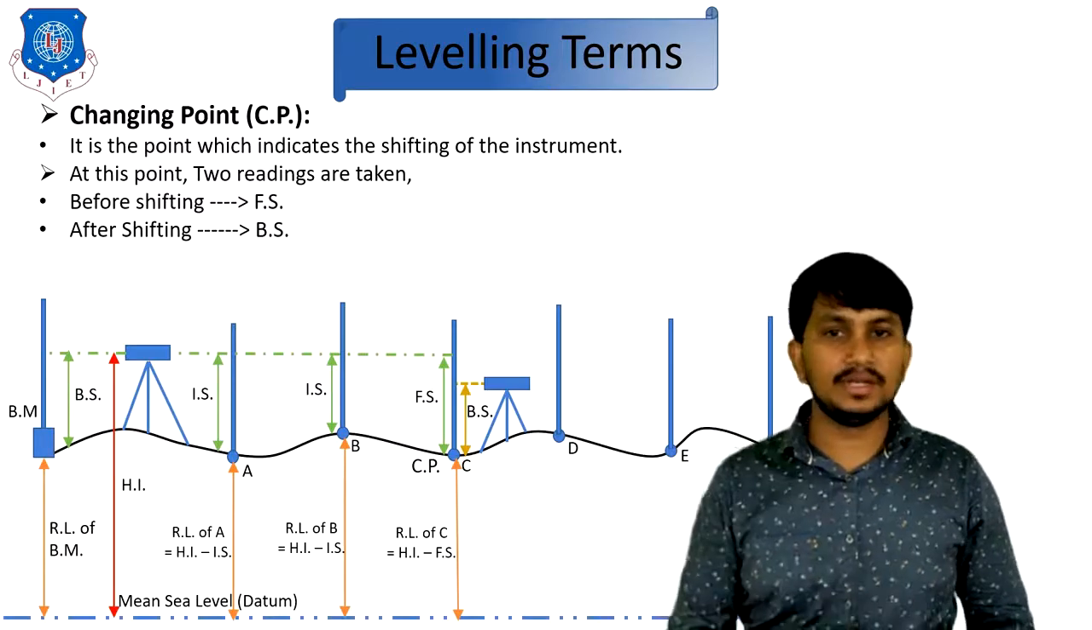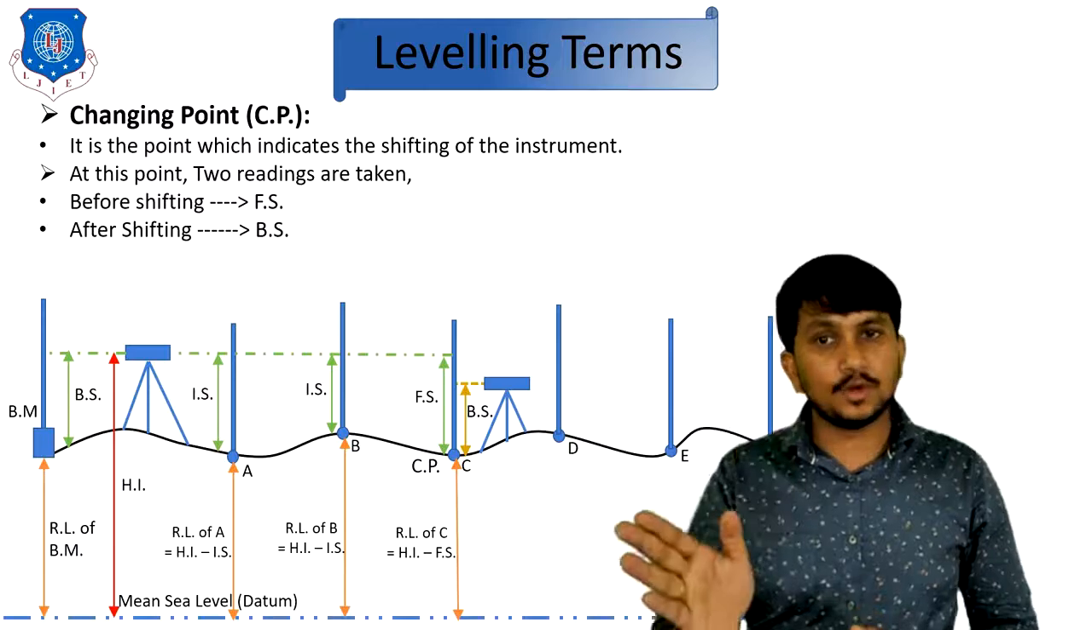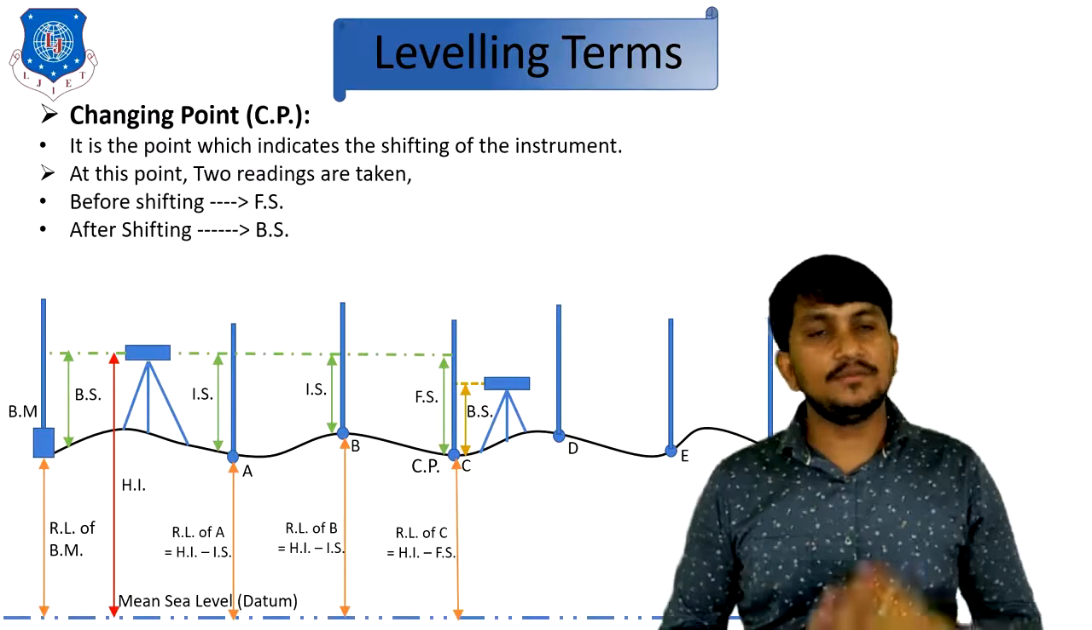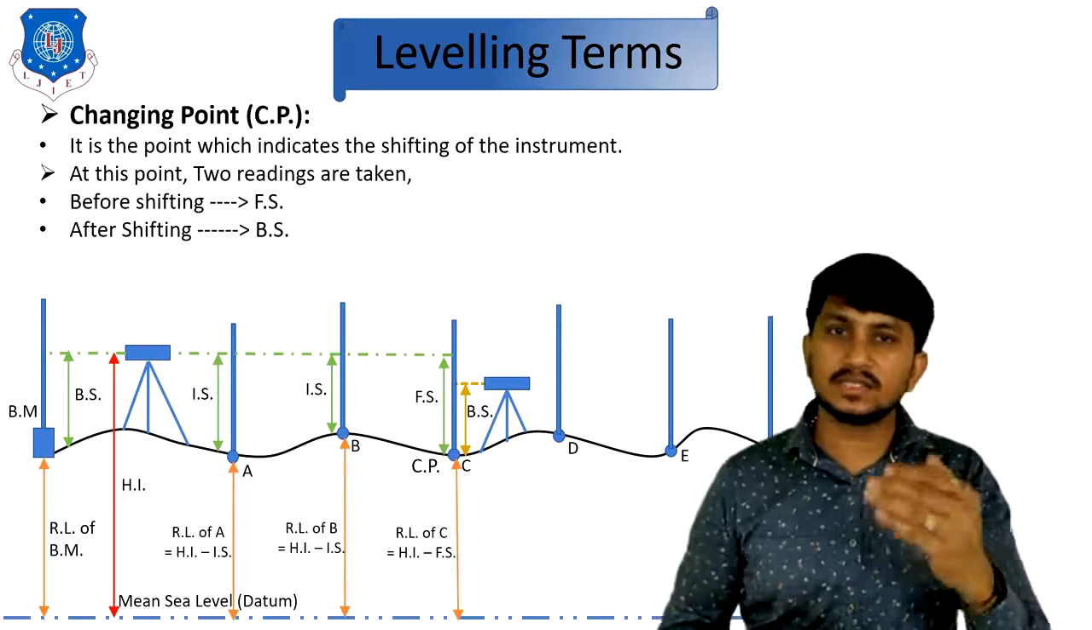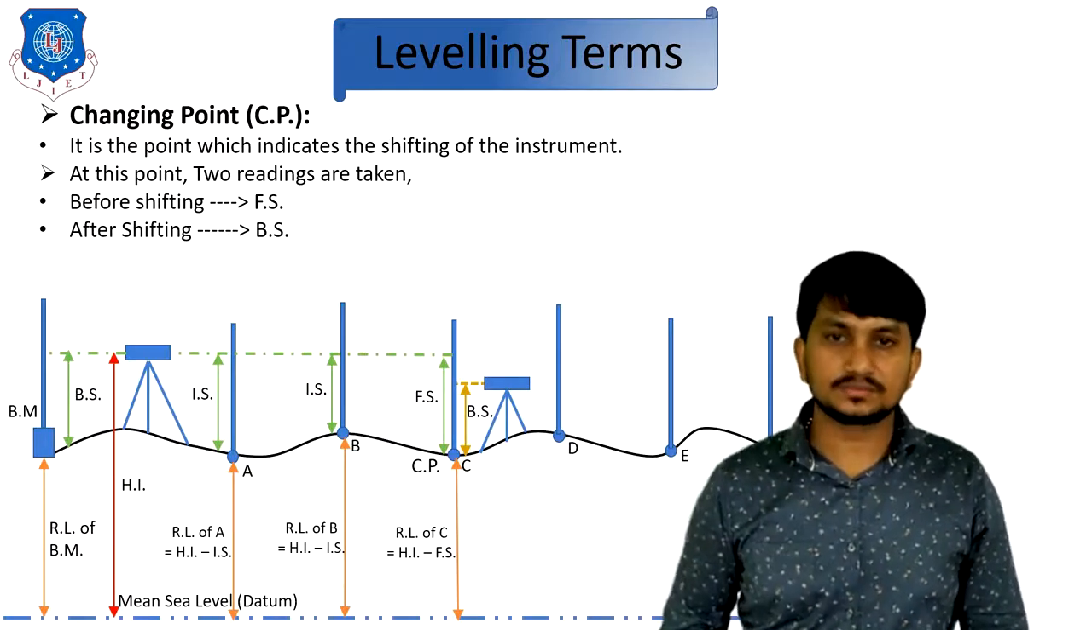So what is a changing point? It is the point which indicates the shifting of the instrument. At the changing point, two staff readings are taken. Before shifting, it is FS, and after shifting, it is BS. So it is called a changing point.